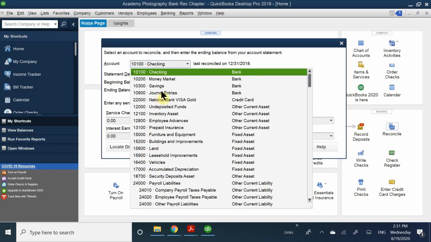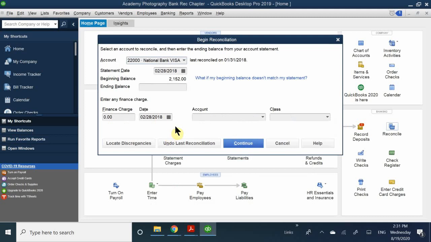There it is, yeah. That's 22 down. Just up a little bit more, about 5 or 6 more. Actually, 7 more. It's 4 from the top. Three more. There you go. Thank you. Okay, National Bank Visa credit card here.